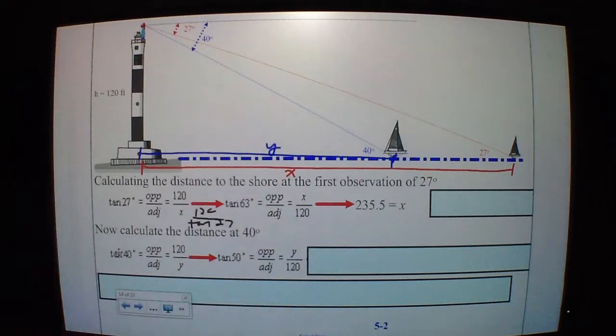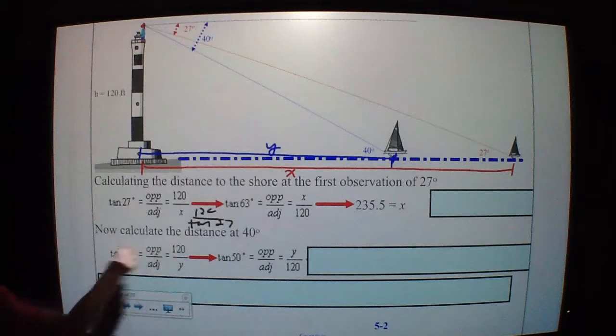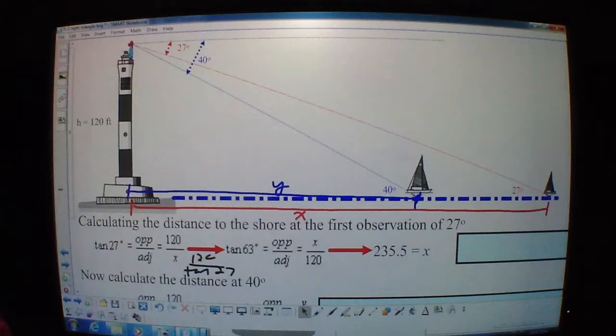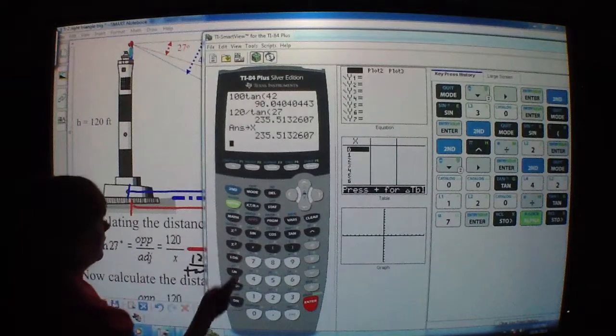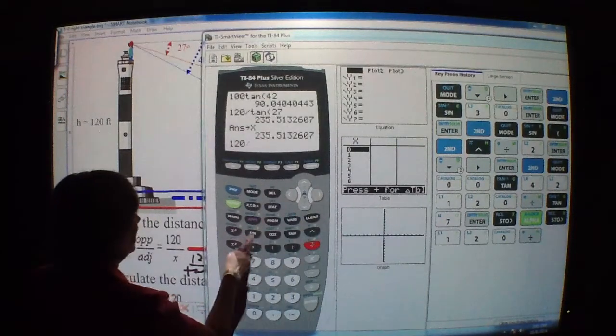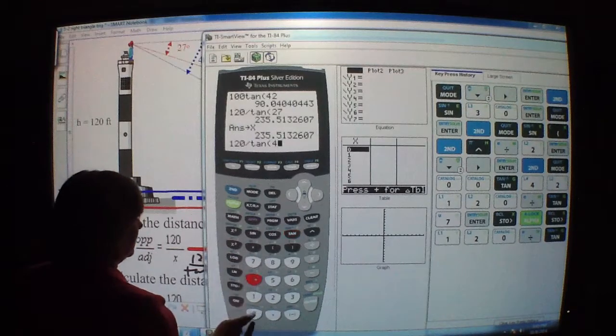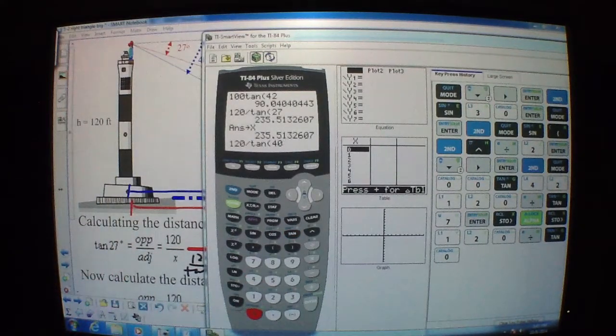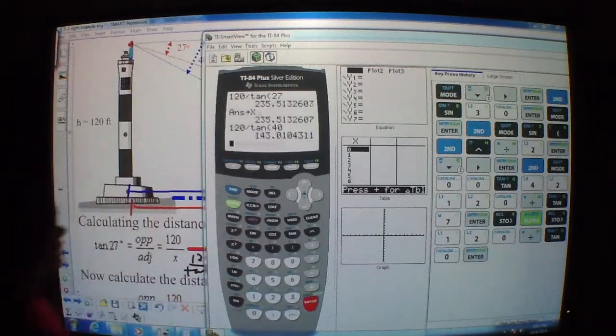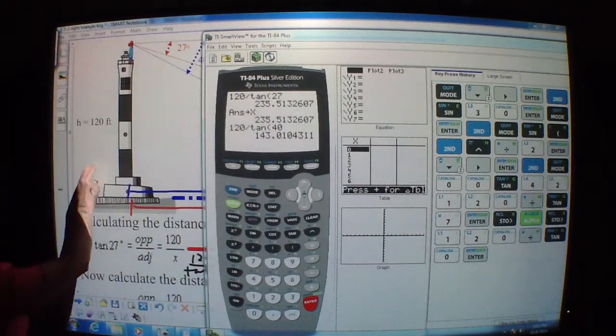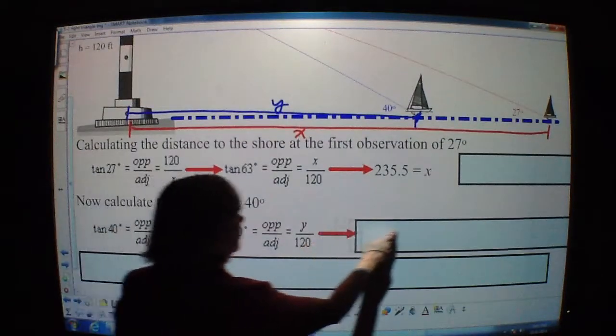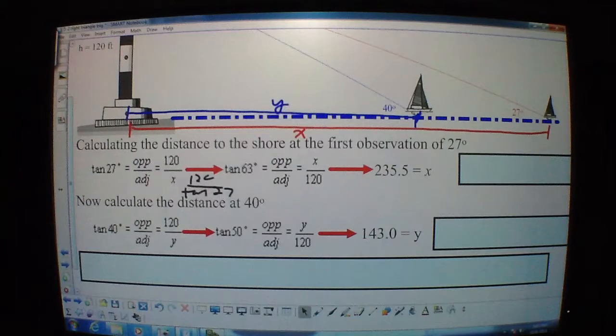Well, let me do that in my calculator. So I'm going to do 120 divided by the tangent of 40. And with your calculator, you do not need to end your parentheses. It knows at the very end. You do have to end them if it's in the middle, but at the very end, you don't need to end parentheses. The calculator knows. So this you had about 143. And that's what I should have here. Okay? And now, to find the distance, just take x minus the y.